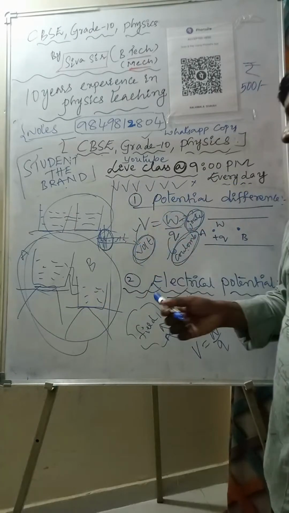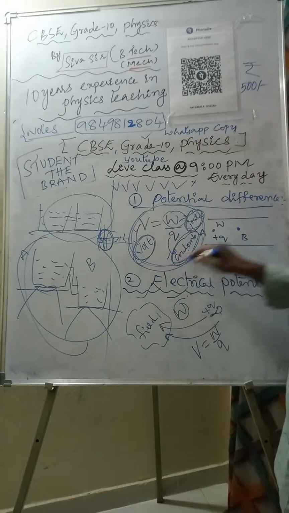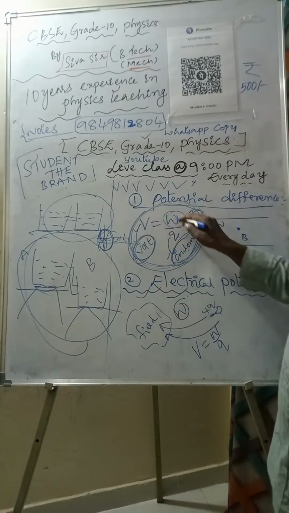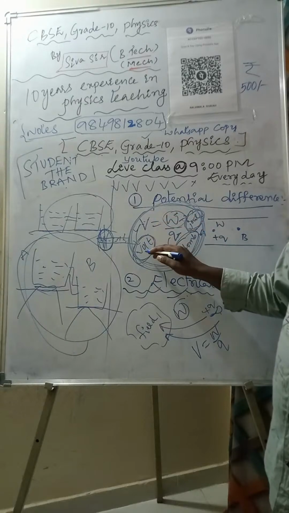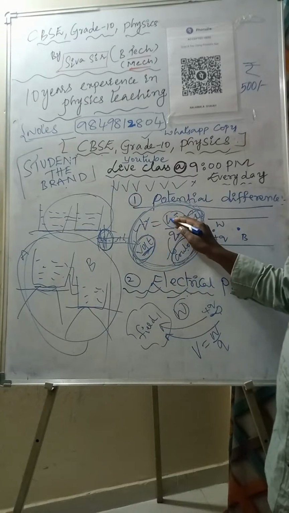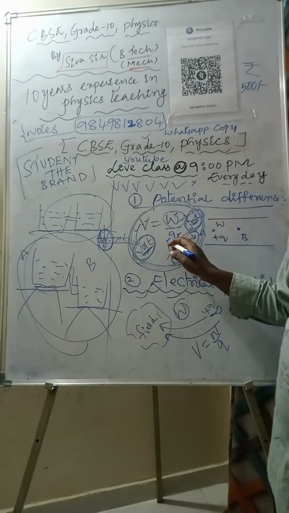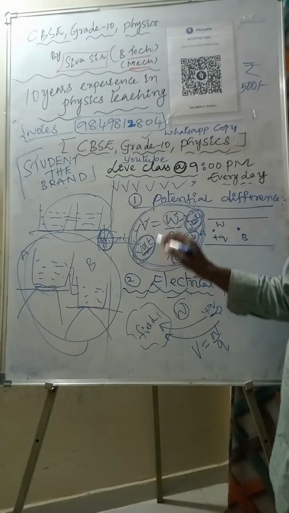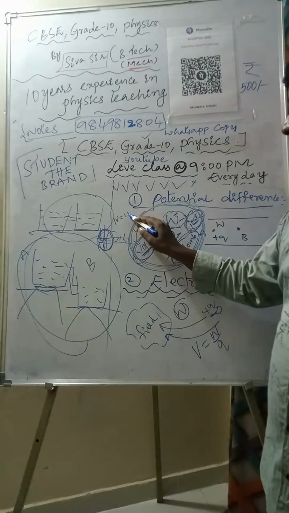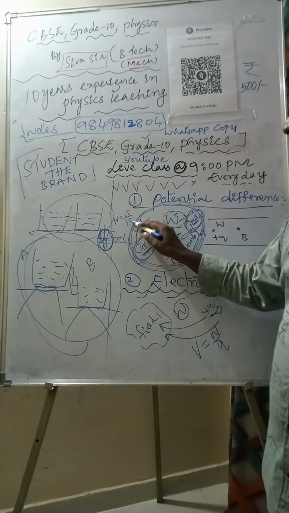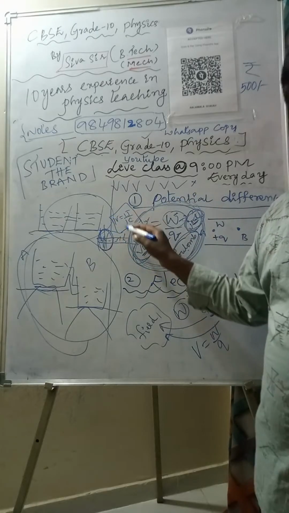So potential difference and electrical potential, including the formula V equal to W by Q. V is the potential difference, the SI unit of potential difference is volt. W is the work done, the SI unit is joule. The SI unit of charge is coulomb. 1 volt equal to 1 joule of work is done to bring 1 coulomb of charge from one point to another point. So that is the SI unit of potential difference.